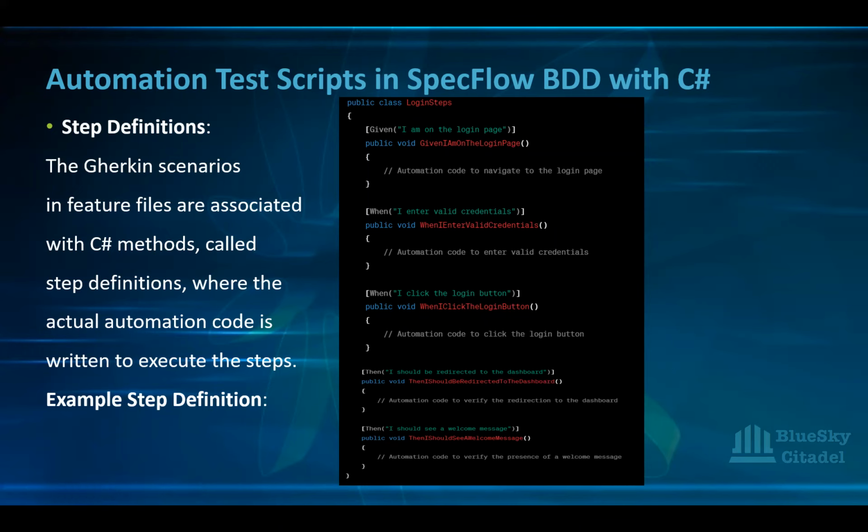test. So in summary, when you write your automation test in SpecFlow BDD with C#, it bridges the gap between the business requirements and the actual implementation. That also enables you as a QA to validate that the software is behaving as expected. As you can see, it is human readable, and the scripts you write can be used to validate the application.